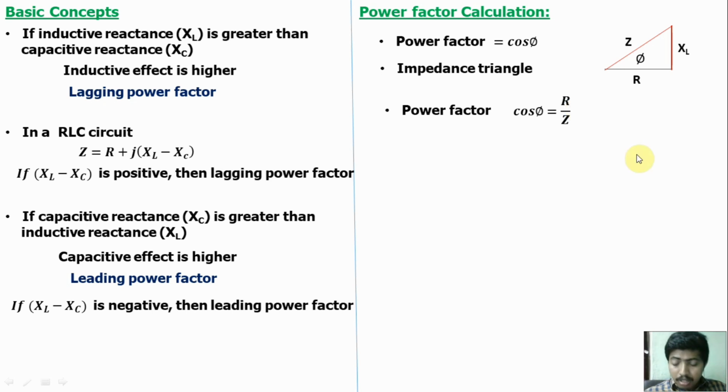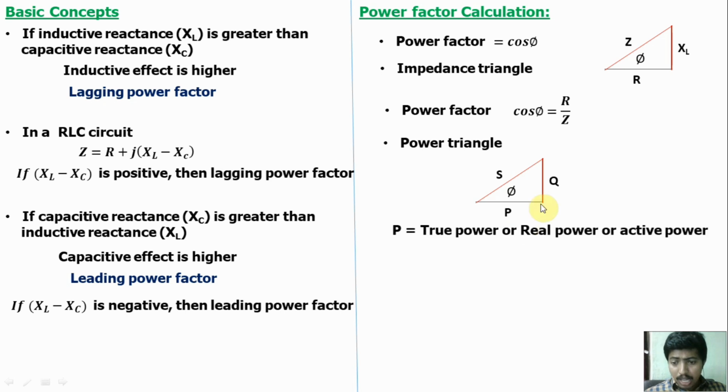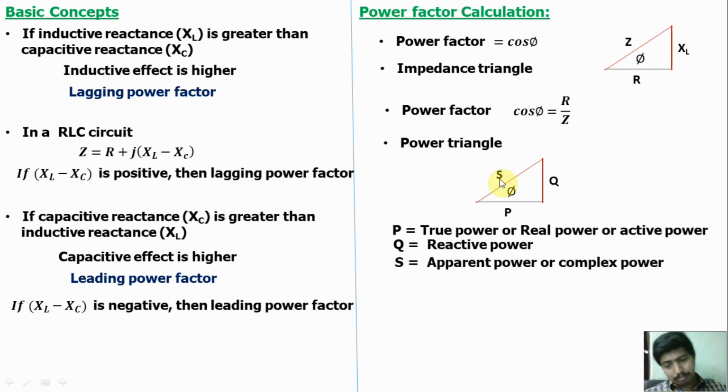Okay. Next, power triangle. If you know the real power and reactive power, how to calculate the power factor? This is the power triangle. Here, this is the real power. P is the real power or true power or active power. Q means reactive power. S means apparent power or complex power. Phi means power factor angle.